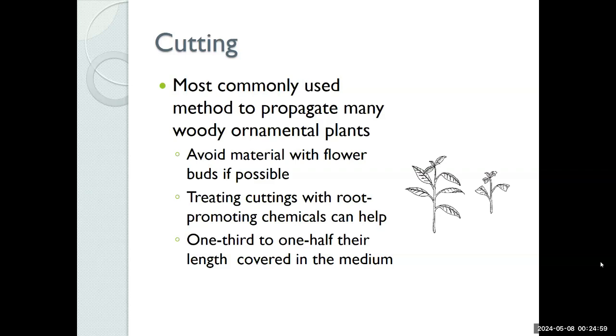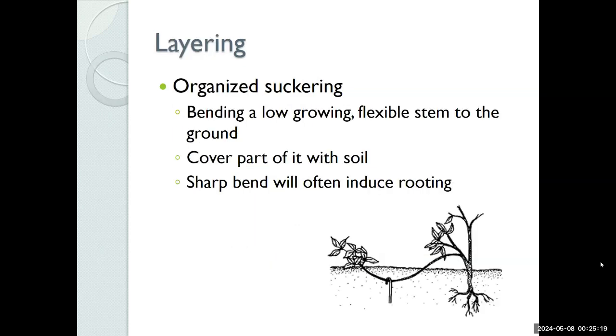This will block out light cues and signal to the plant that it needs to turn on new gene expression to adapt its structure to be a root. And there are also chemicals and hormones you can coat them with to help signal this change. The last method is known as layering. This is a type of organized suckering.